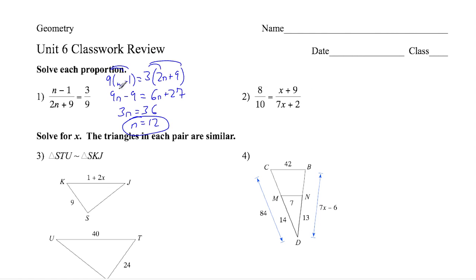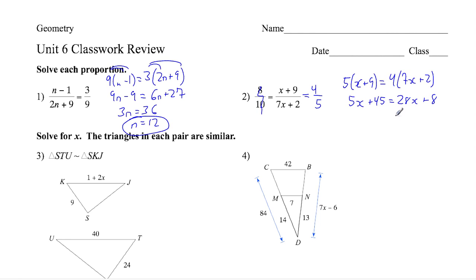Very nice. What I didn't do for this one, 3 to 9 is actually 1 to 3. So we can actually reduce these fractions. So 8 to 10, they both have a common factor of 2, so I could say that's 4 to 5, and that reduces. So now when I cross multiply, it's a little bit easier. So I'm going to have 5 times x plus 9 equals 4 times 7x plus 2. So I distribute, so I get 5x plus 45 equals 28x plus 8.